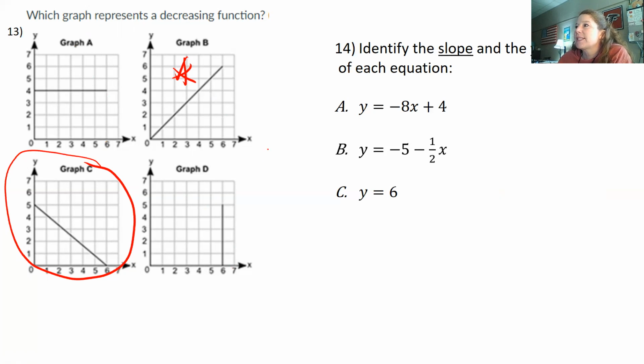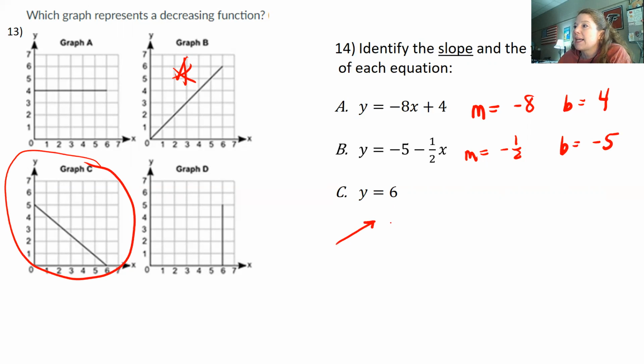All right, number 14, identify the slope and the y-intercept of each equation. So our slope, m, is always the number multiplied by x. So this one is 8. Our y-intercept is +4. Letter B, what number is being multiplied by x? What is our slope? Our slope is -1/2. And our y-intercept is -5. And then look at C. We talked about this several times.